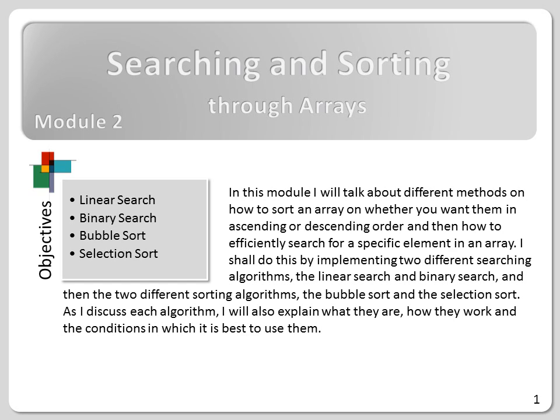In this module, I will talk about the different methods on how to sort an array, whether you want them in ascending or descending order, and then how to efficiently search for a specific element in an array. I shall do this by implementing two different searching algorithms, the linear search and binary search, and then the two different sorting algorithms, the bubble sort and the selection sort.